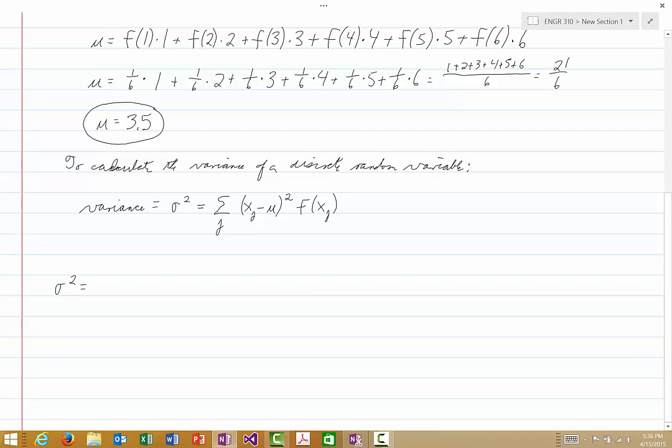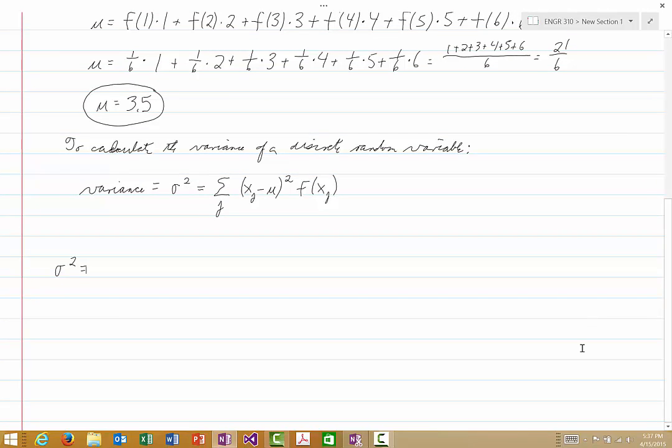And notice, by the way, that in order to calculate the variance, you need to calculate mu first, because mu is part of this formula for sigma squared. So let's make sure we understand how to apply this formula.